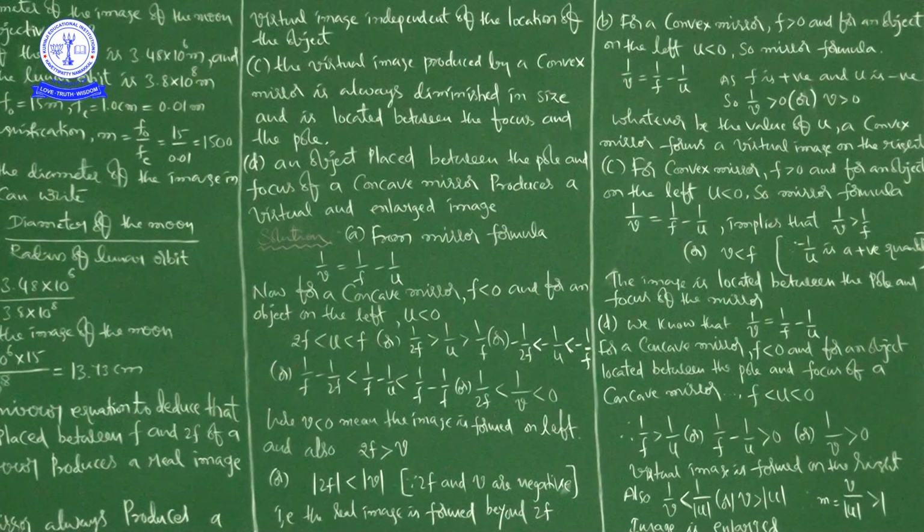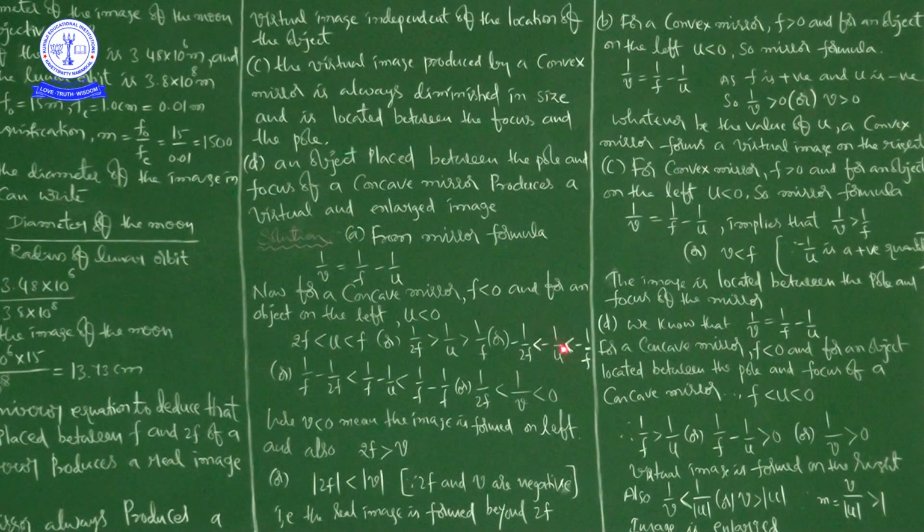Next, you can write it as 2f is less than u is less than f. First f is present here, then 2f is here, and u is in between these two according to the problem. So this is the condition I am writing based on the physics concept, and afterwards I am writing it mathematically. Please try to understand.